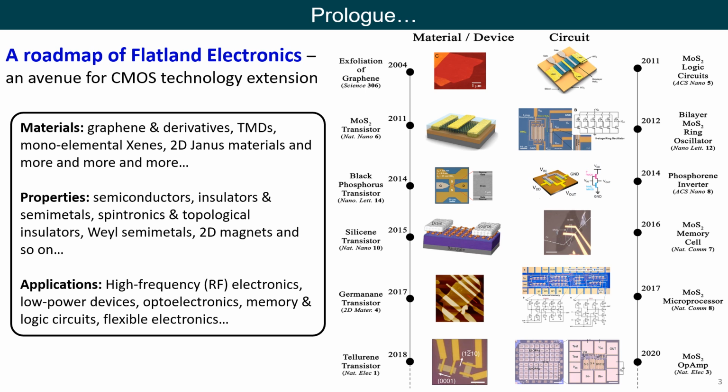Here, a roadmap of this flatland electronics is provided, which started back in 2004 with the exfoliation of graphene, and then came MoS2, then phosphorene, silicene, tellurene, etc. From the circuit perspective, it started in 2011 with the fabrication of MoS2 logic circuits, and the lineage continued to achieve the greatest feat in 2017 by the successful implementation of a MoS2 based microprocessor.